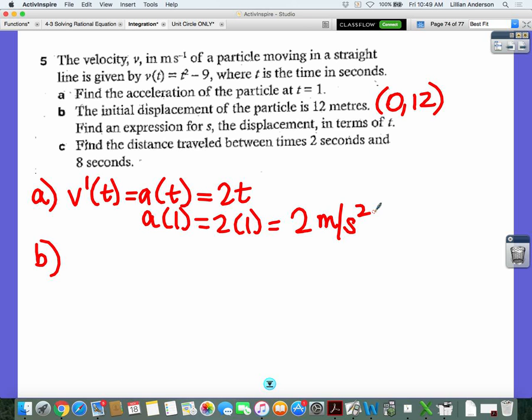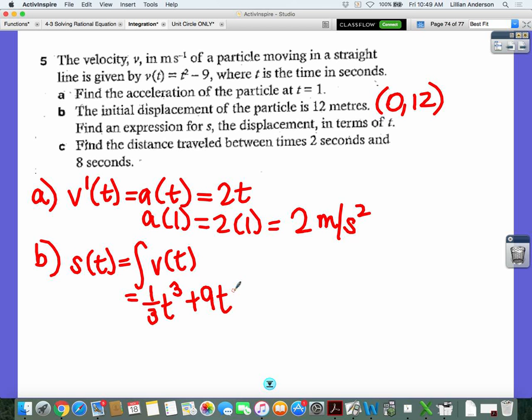So to find S, we are going to have to take the antiderivative of velocity. What is the antiderivative of velocity? 1/3 t to the third minus 9t plus, you want the answer? Before we actually get to the final answer, what comes at the end? Minus 9t. Plus C. Because it's just the antiderivative right now.